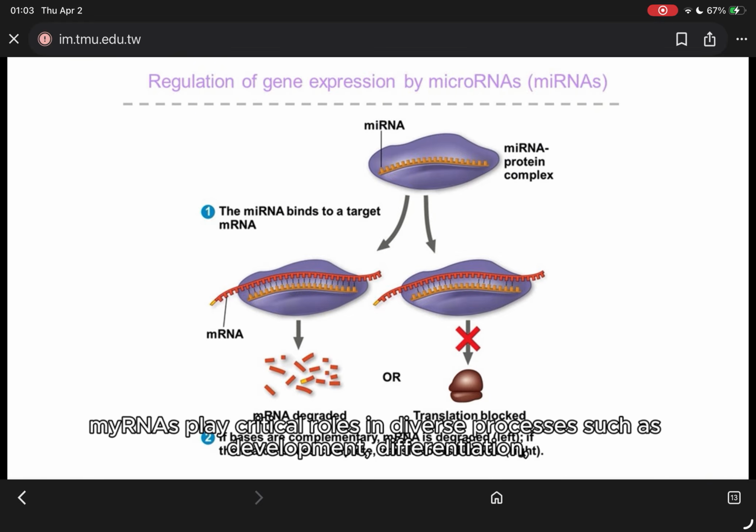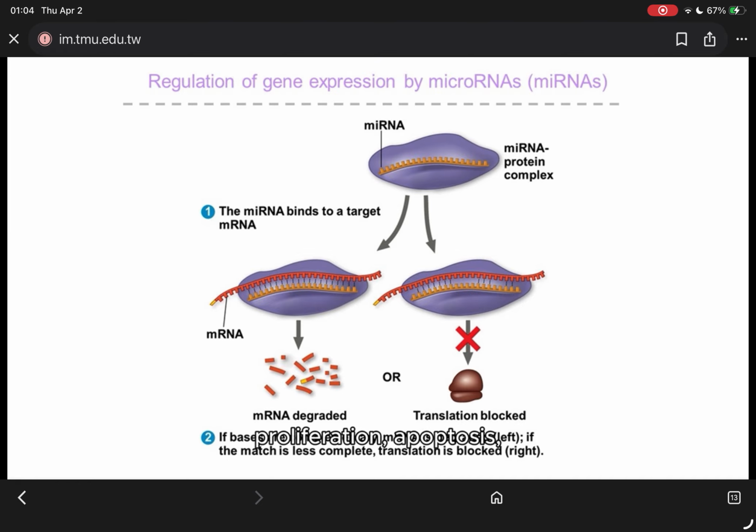miRNAs play critical roles in diverse processes such as development, differentiation, proliferation, apoptosis, and are also implicated in diseases, including cancer. They are thus central players in the fine control of gene expression in eukaryotic cells.